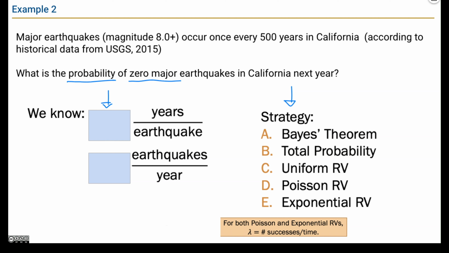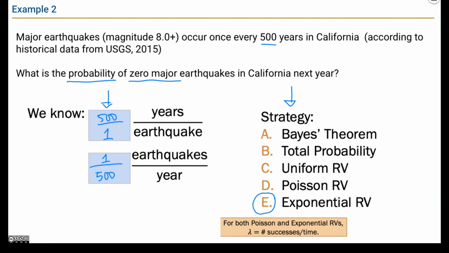All right, let's try the blue box first. So years per earthquake. I have 500 years for every one earthquake, which means 1 over 500 earthquakes per year is another way to think of that. I have two possible ways I can do this. So the first one is I can think of a random variable that's time until the next earthquake, right? And so then I could model what's the probability that time is greater than 1 year. That would be 0 major earthquakes this year.